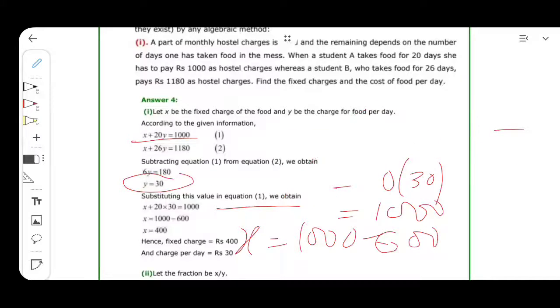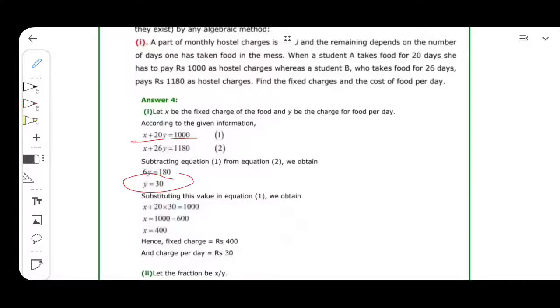So let's see the values. You can see we got x equals 400 and y equals 30. So the fixed charge, that is x, is 400 rupees, and the charge per day for food is 30 rupees. Clear?